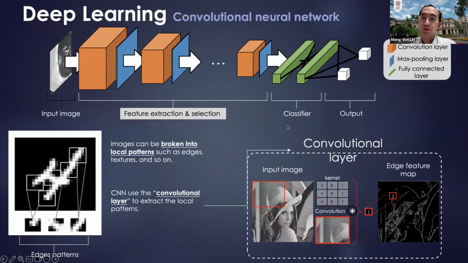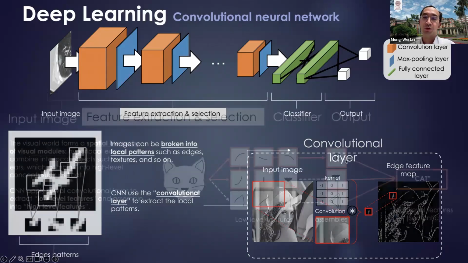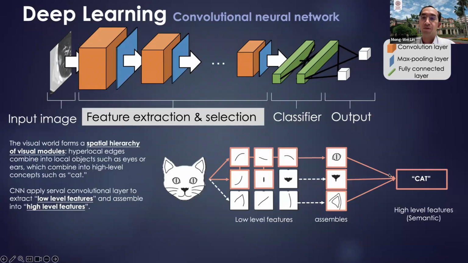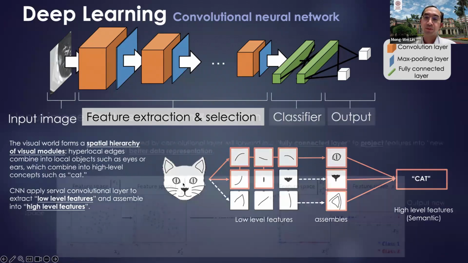In a convolutional neural network, we no longer handcraft features. The network takes the raw image and, through convolutional layers, automatically learns local patterns such as edges and texture. By stacking many of these layers, the model builds a hierarchy of features. Low-level edges combine into parts, and parts combine into objects. So from simple lines, it can recognize complex patterns like a cat, or in our case, a lung nodule.